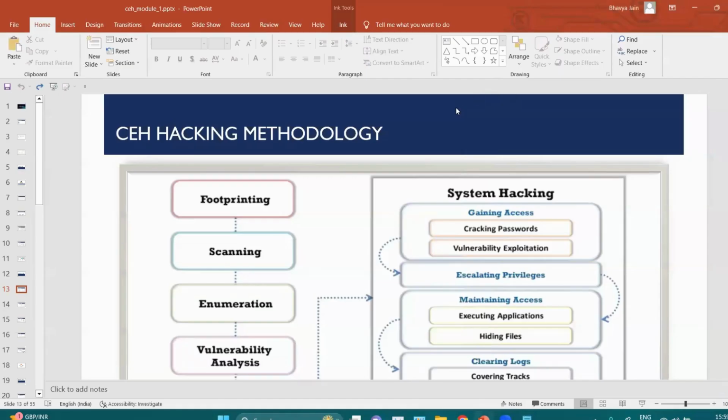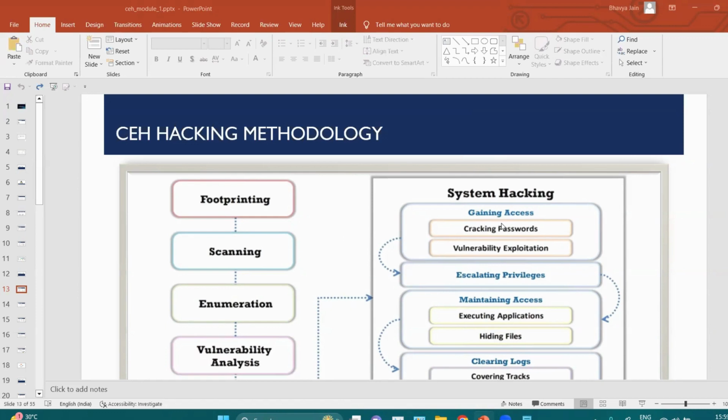Same as we have here, which is the CEH methodology. So footprinting, which is the same as information gathering. Then we have scanning the network. Then we have enumeration, which is deep scanning. And then we have vulnerability analysis, which is like we are checking if the system or the device is vulnerable or not. Then we have system hacking. System hacking is the same as gaining access.